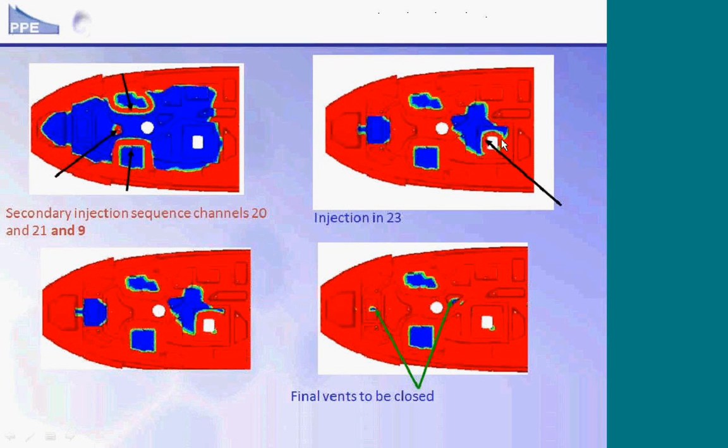And we finally inject through this gate, and we end up with two final vents to be reached by the resin that are located in these two areas. And finally, we end up with, I would say, a good shape of the filling.